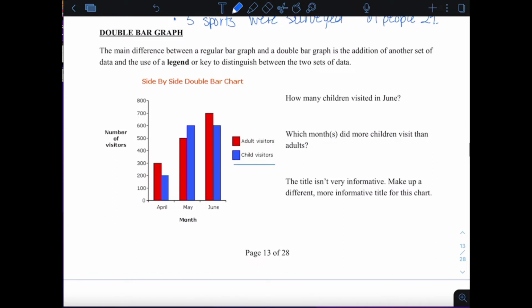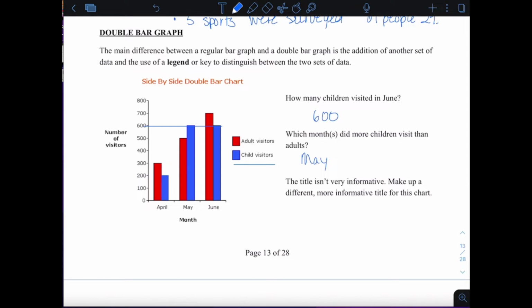So I can see that child visitors are given in blue, and I can also see that the month of June is over here. So I'm going to say 600 children visited in June. Which months did more children visit than adults? I think there's only one month, and that month is May.